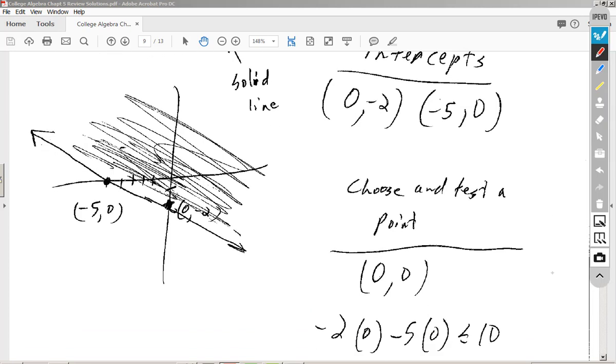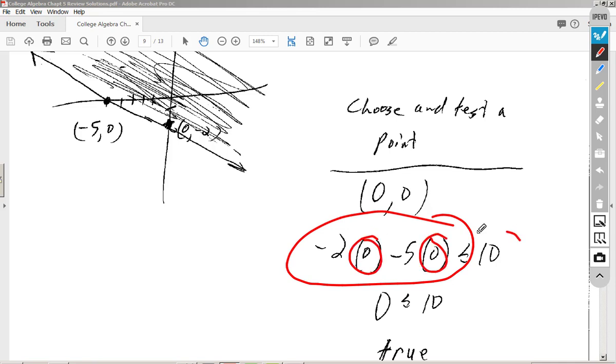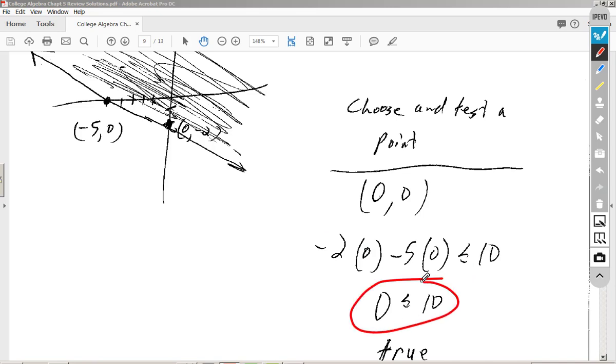I'm going to substitute in 0 into that equation. So when I do that, I get negative 2 times 0 minus 5 times 0 is less than or equal to 10. I solve it, and I get this statement, 0 is less than or equal to 10. That is a true statement, so that means that I'm going to shade where that point is. So here's my point 0, 0. So then I just shade where it's at, and that would be your solution.